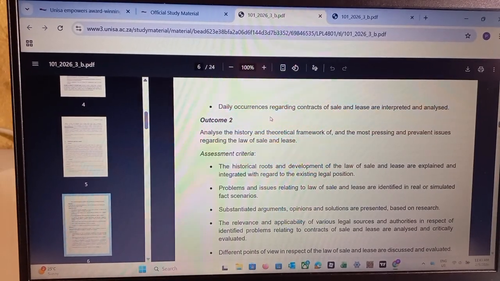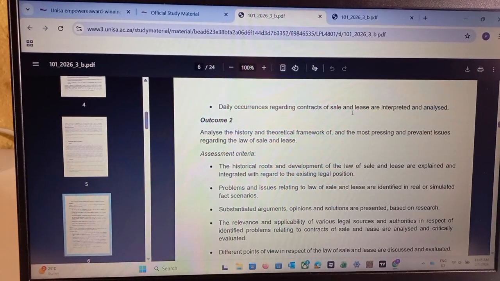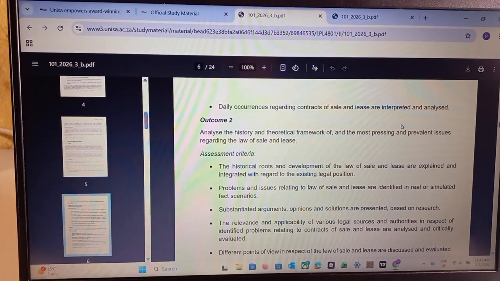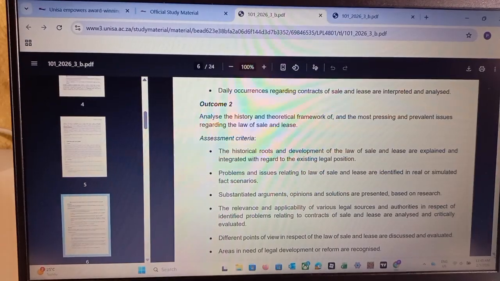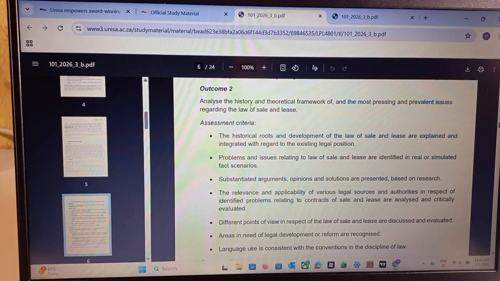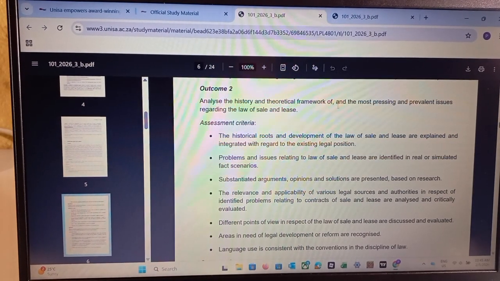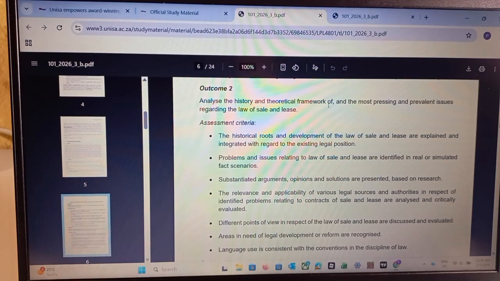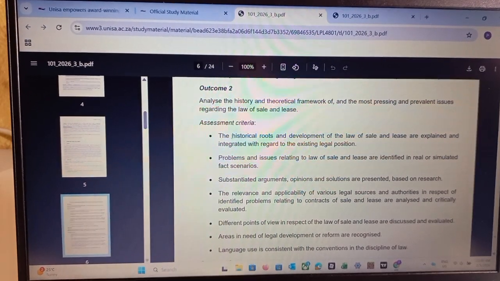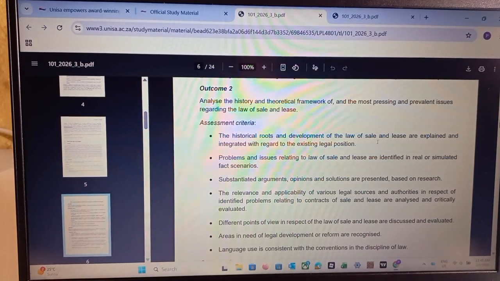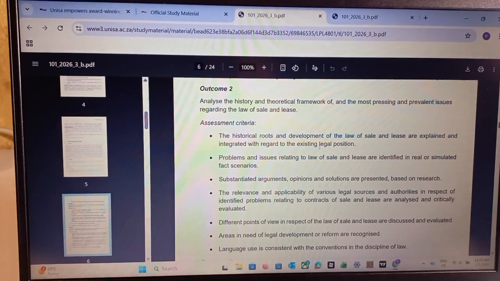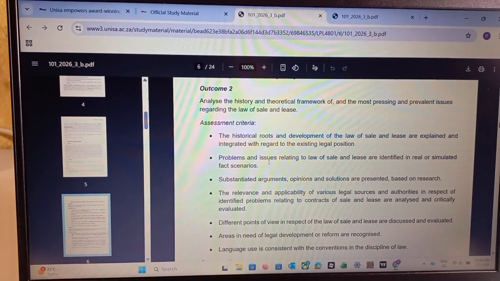Daily occurrences regarding contracts of sale and lease are interpreted and analyzed. We move on to outcome 2. Analyze the history and theoretical framework of, and the most pressing and prevalent issues regarding, the law of sale and lease. Assessment criteria: the historical roots and development of the law of sale and lease are explained and integrated with regard to the existing legal position.